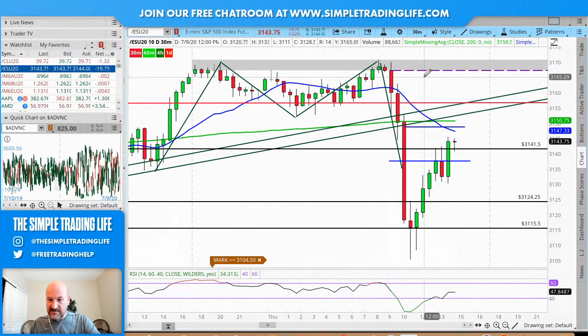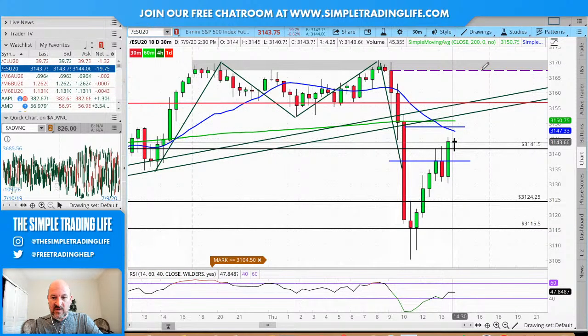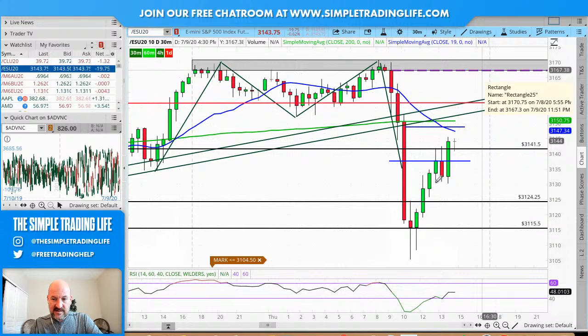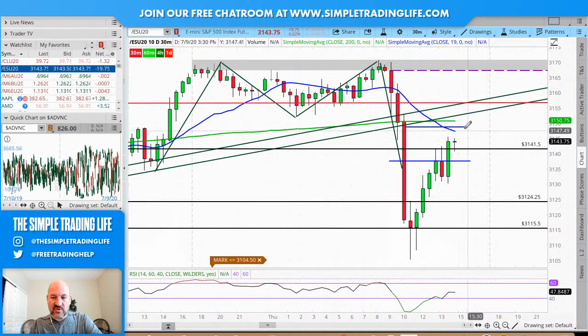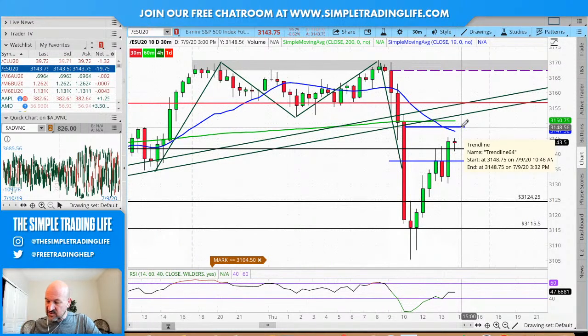All right, something to keep in mind. Just because we broke above the 50 doesn't necessarily mean we're going all the way back up here yet. It could turn around and start heading back down, but they say once you clear and hold the 66% level, then the odds go up dramatically.